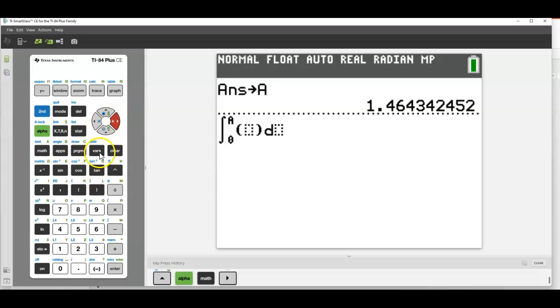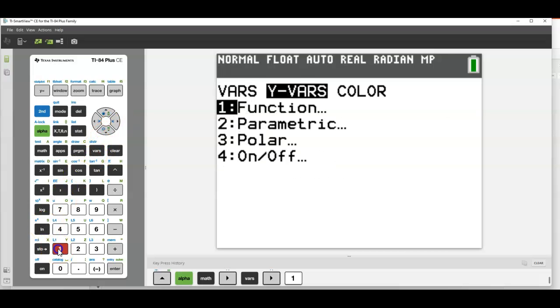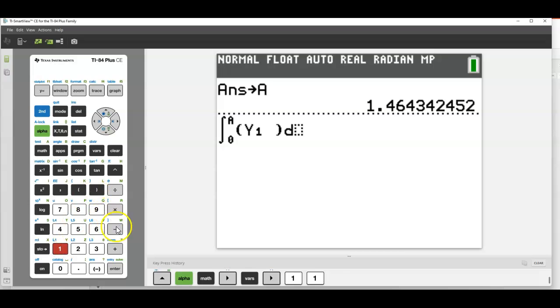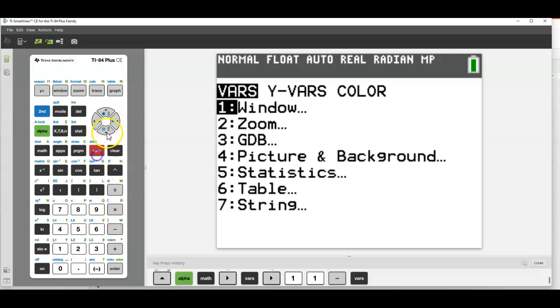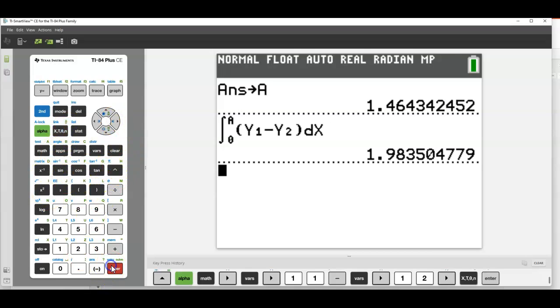And then we do the top function, which is y1. So I'm going to go to vars, scroll over to y vars 1, and put y1 minus y2. Put our dx in there and enter. And there's my final answer. That would be the area between the curves in the first quadrant and the fourth quadrant.